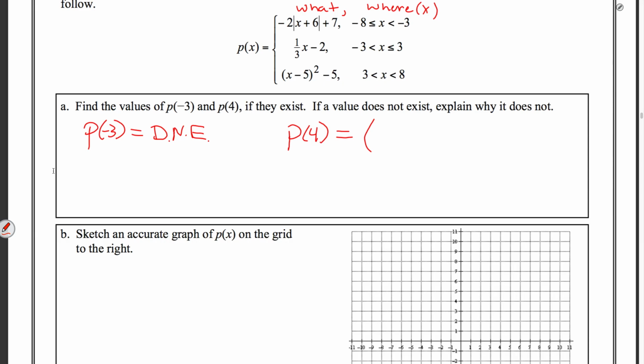Plug in 4 into which one? The one to the left. Yeah, that one. That was just fine. So what goes here? Oh, it's on the last one, right? 4 minus 5 to the second power. Yeah.